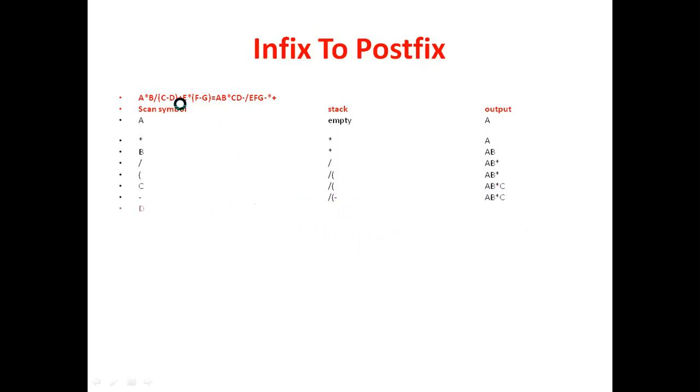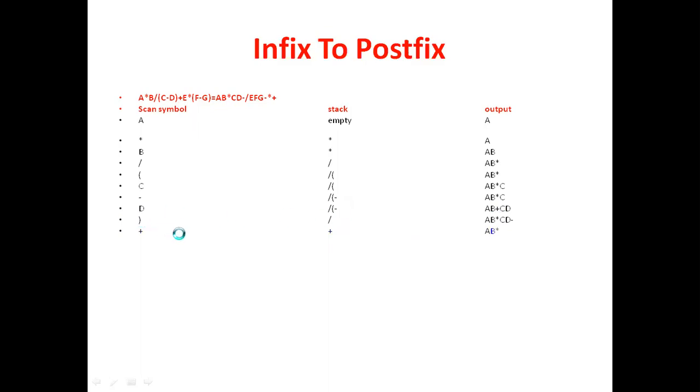Then our scan symbol is D. When a variable comes, just print it in the output. The stack is as it is. That is AB star C D. Then plus comes, so check the condition here. Minus.